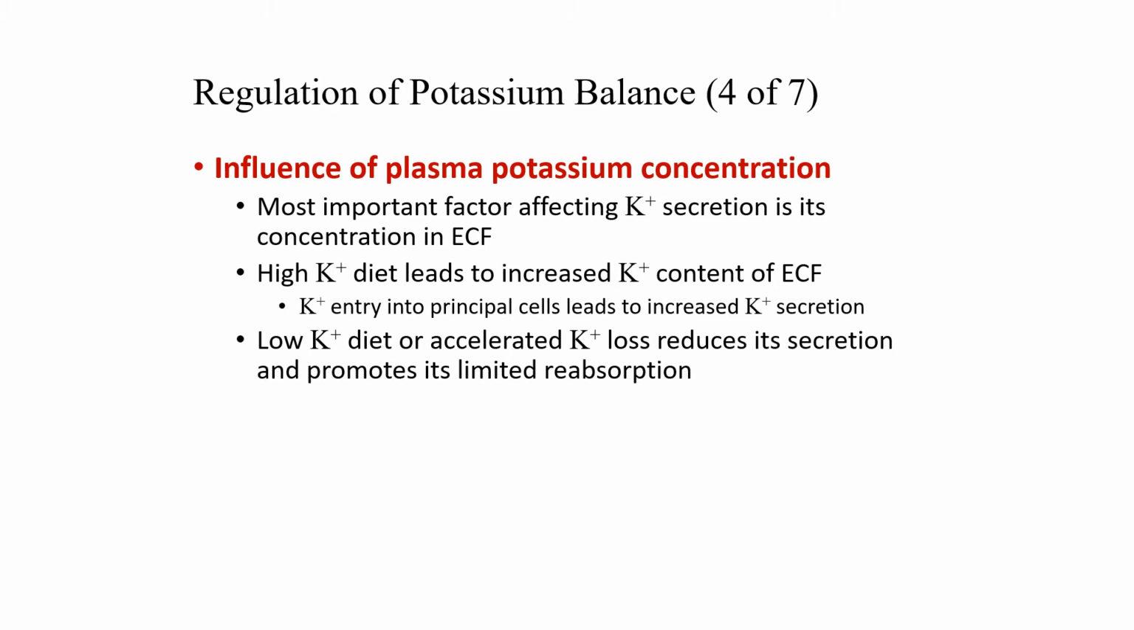So what does plasma potassium concentration have to do with all of this? Well, it's the most important factor affecting potassium secretion because plasma potassium is in the extracellular fluid. So a diet high in potassium leads to increased potassium in the extracellular fluid, and this will cause the potassium to be secreted. Okay, with a low potassium diet, or if we lose potassium due to too much secretion, then we have limited secretion.